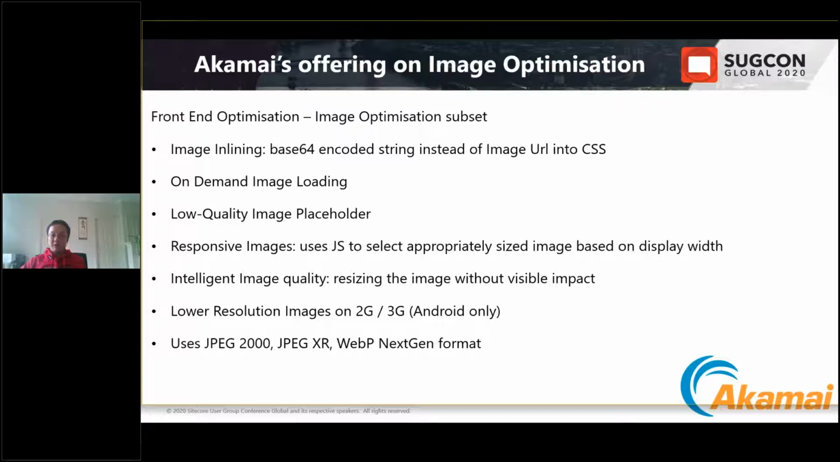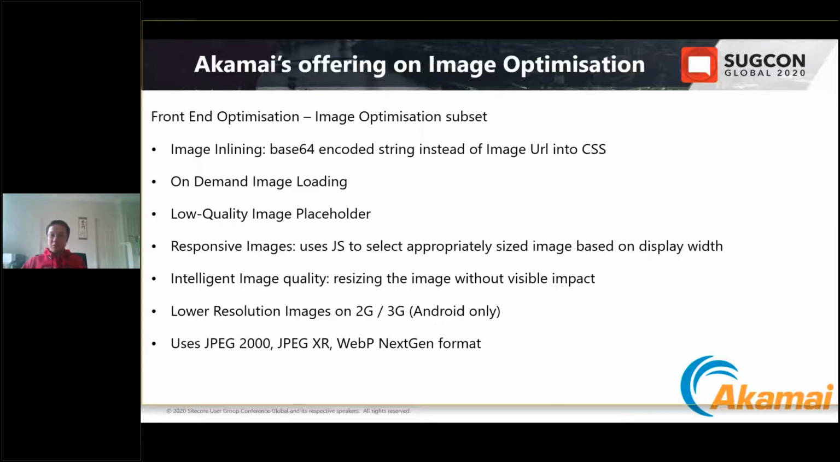Intelligent image quality. Front-end optimization can apply image resizing to cut down on the number of bytes required for a given image without visible impact to image quality. So if your image tag has specified a width and height, it will go out and resize the image for you at the CDN and bring that in rather than serving up the original image size, and then you're wasting all the bytes because the image is going to look exactly the same anyway.